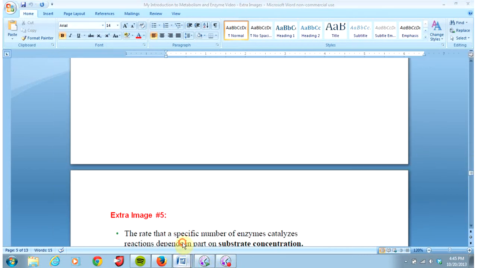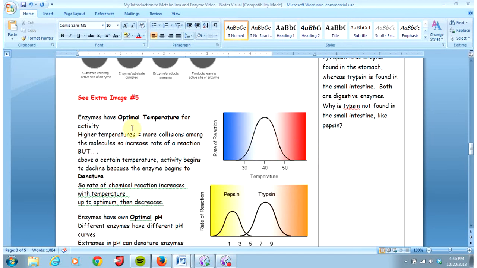Each enzyme is going to have a temperature that it functions best at. We call that the optimal temperature for the enzyme's activity. And within our bodies, the optimal temperature is going to be around 98.6 degrees Fahrenheit.